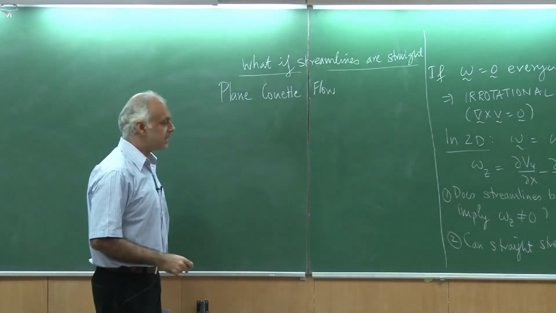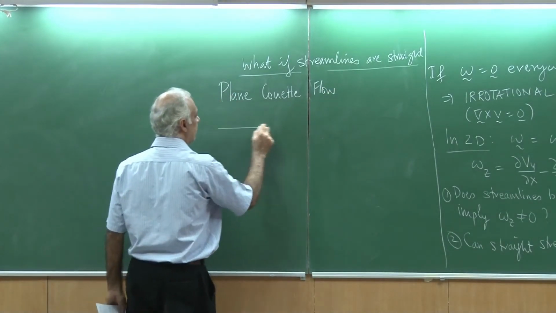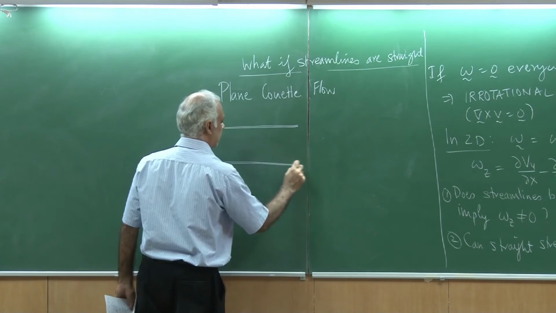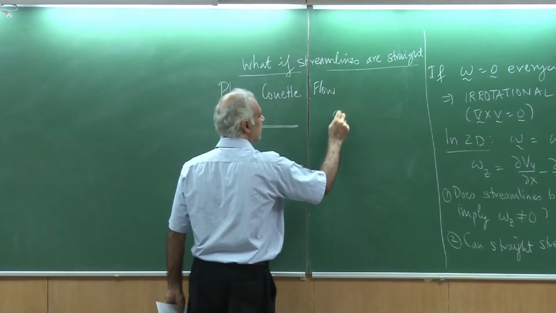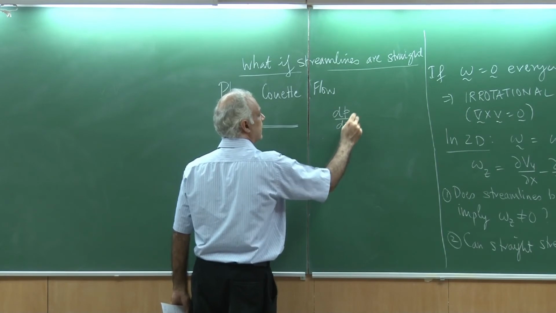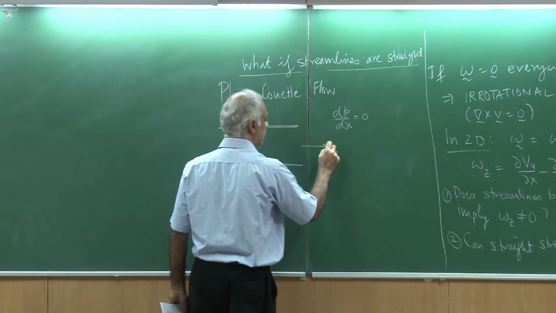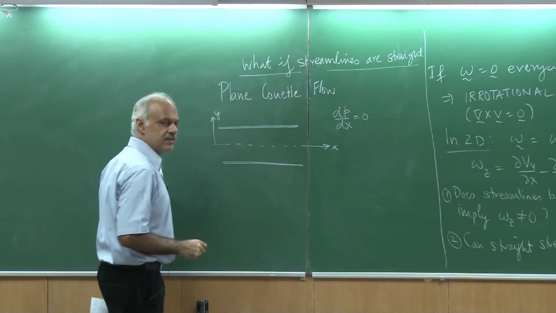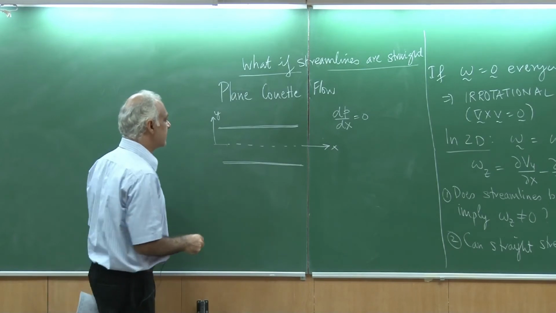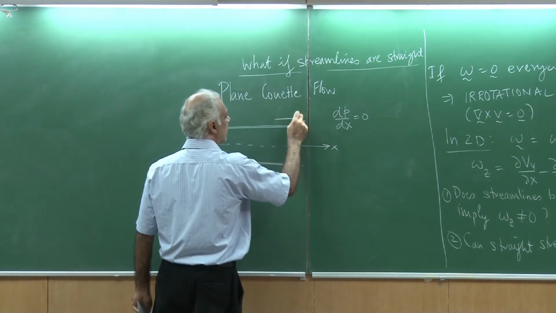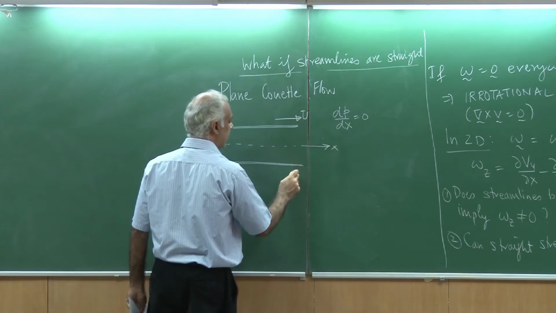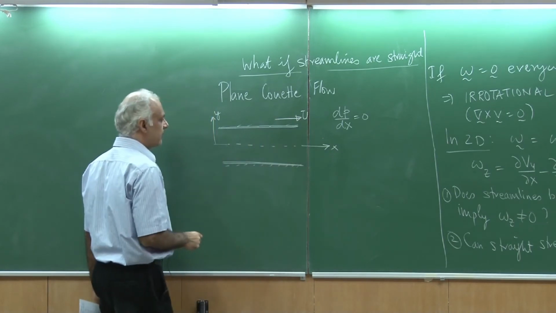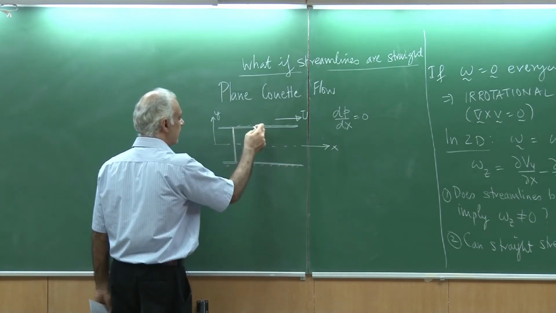This was discussed earlier, the flow between parallel plates. So let me draw the parallel plates for you. The pressure gradient is 0, so dP dx is 0. This was the x axis at the center line, and there is a y axis here. So this is flow between infinite plates. The upper plate is moving to the right with a speed u, and the lower plate is stationary. And we had worked out the velocity profile. This was the velocity profile.